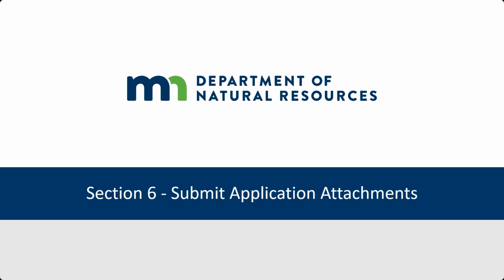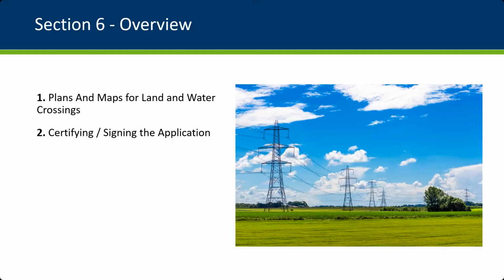I'm going to take you through Section 6, Submitting Application Attachments in ULA, Utility License Application. There are two sections to cover. 1, Plans and Maps for Land and Water Crossings, and 2, Certifying or Signing the Application.